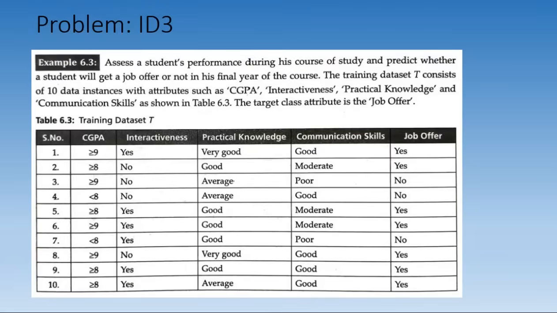In this session, we'll see how we can construct an ID3 decision tree. This is a question. This is a training data set which is given, where we are going to assess the student's performance based upon these attributes. The attributes are CGPA, interactiveness, practical knowledge and communication skills. So finally, based upon these four attributes, you should be able to classify whether the student will get the job offer or not. Yes or no.